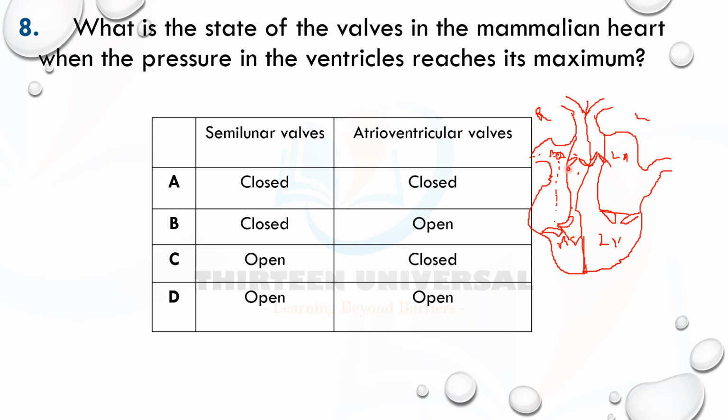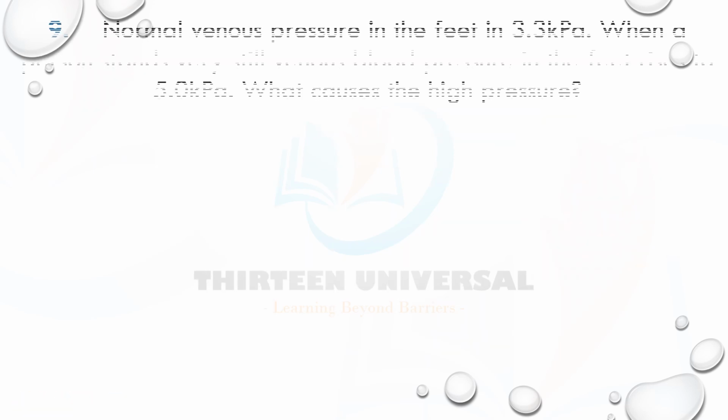Is that okay? Now, these two valves, these semilunar valves, this is the pulmonary semilunar valve, this is aortic, they will open so that blood from the left ventricle can enter the aorta, and blood from the right ventricle can be pumped into the pulmonary artery. So when it contracts, the semilunar valves will open, and these will close. So open and close. The semilunar valves open, and these close to prevent backflow. So our answer is C.